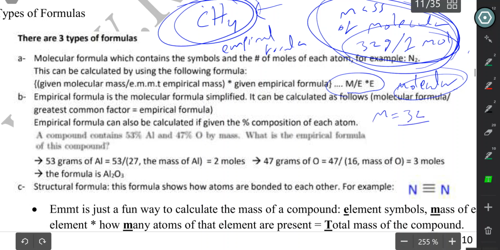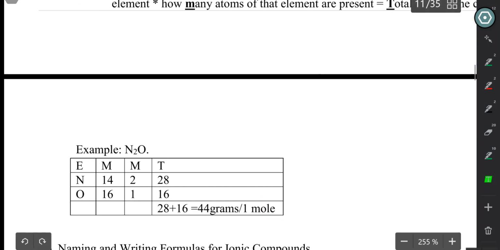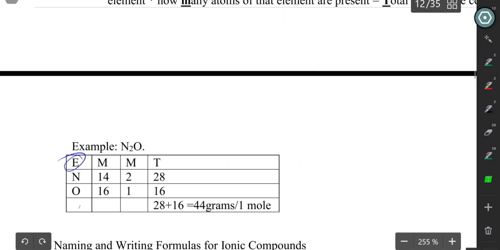E is the empirical mass. Here I have EMMT. What I mean by EMMT is you can actually perform an EMMT calculation like this. So E is the element, M is how many of that element you have, the other M is the mass, and T is the total, which you get by multiplying the M's. So M times M, how many you have times what the mass of each is, that'll give you the total.